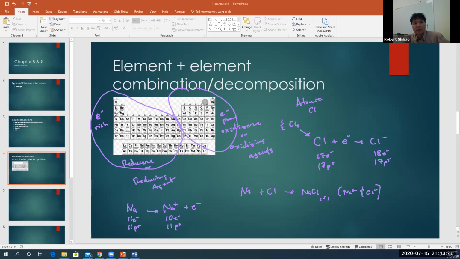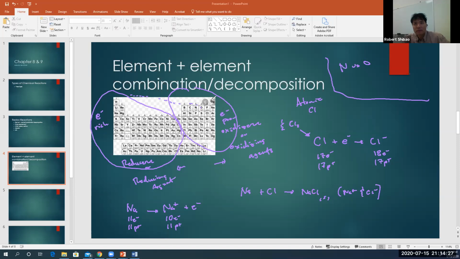And so when we look at the elements, these elements on the left tend to lose electrons, these elements on the right tend to gain. Now the border, of course, can extend in here. Whatever element is further to the right is going to take, whatever element is further to the left is going to lose. So nitrogen versus oxygen: who's going to take the electrons, who's going to lose the electrons? Well, both of these are on the right, so they're both electron poor, but which one's more poor?